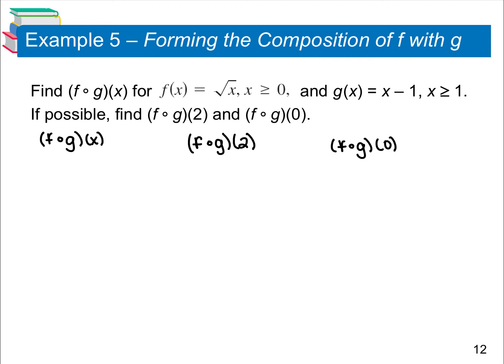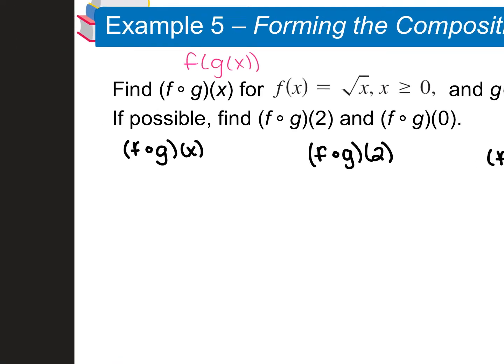So if we look at some examples, you're going to see these two different ways. You're going to see them like we did in the one before, where it's f of g of x, so like the g of x is in for x in f of x. You're also going to see them with this little tiny circle in between the f and the g. That just means the same exact thing. So if we look at this example, we have f of x, that's the square root of x, g of x, that's x minus 1. We're finding f of g of x, f of g of 2, and f of g of 0.